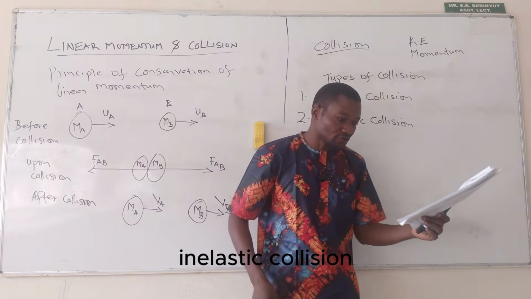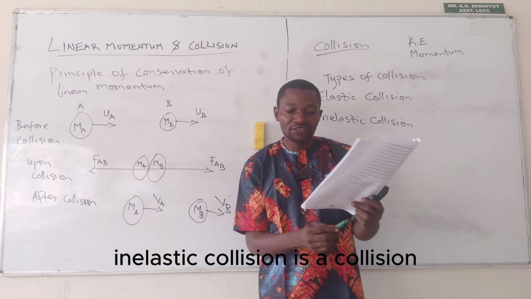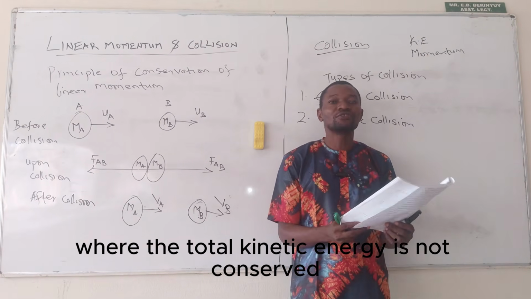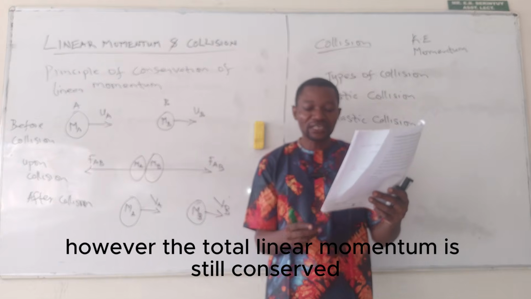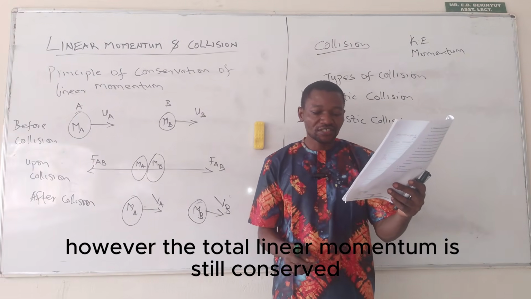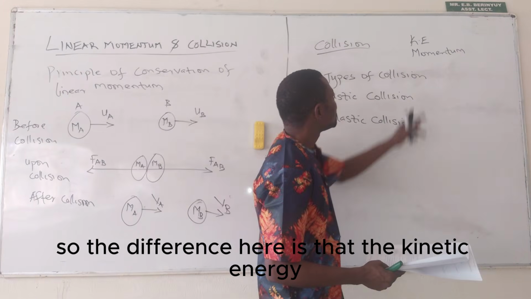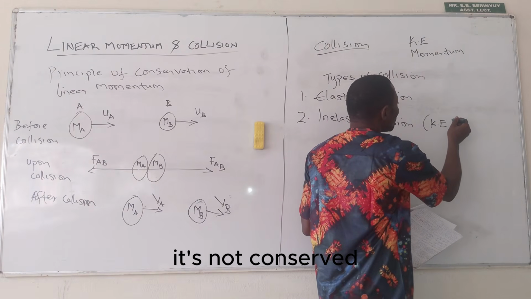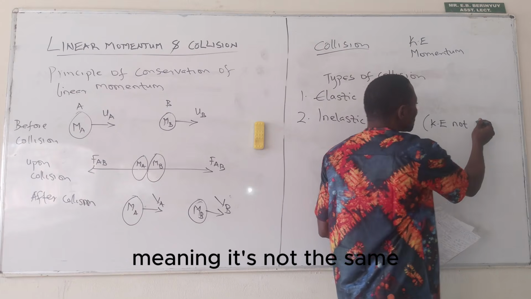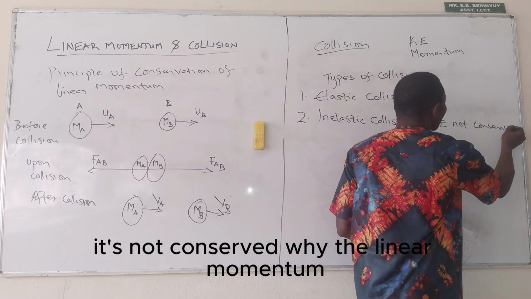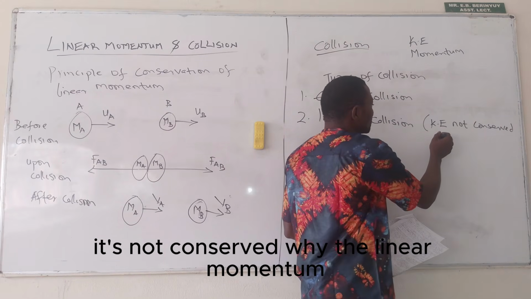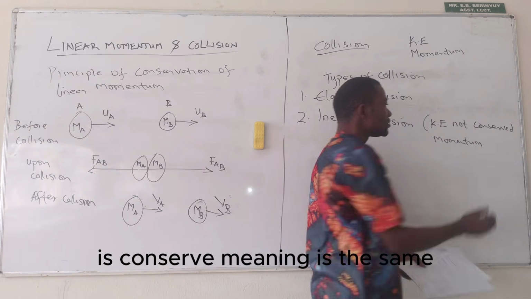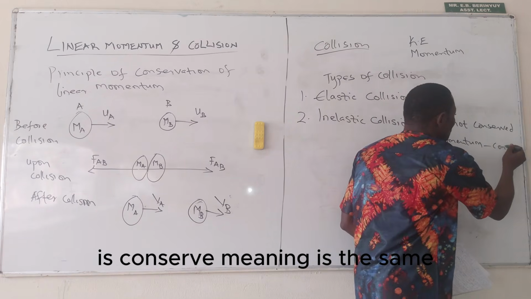Inelastic collision is a collision where the total kinetic energy is not conserved. However, the total linear momentum is still conserved. So the difference here is that the kinetic energy is not conserved, meaning it's not the same, while the linear momentum is conserved, meaning it's the same.